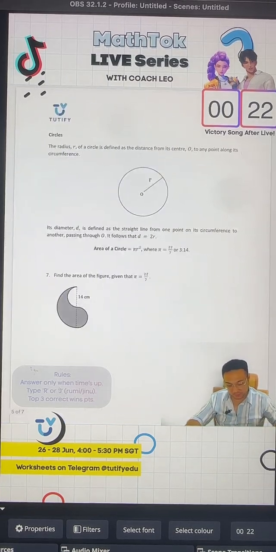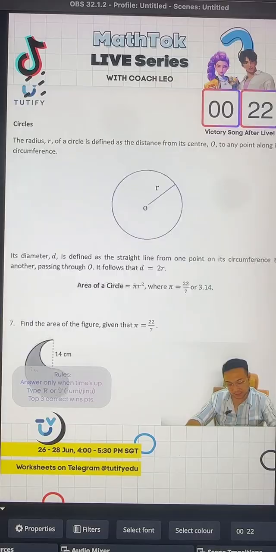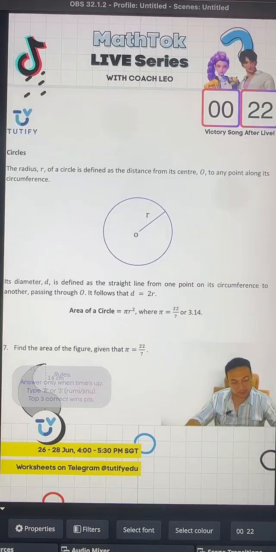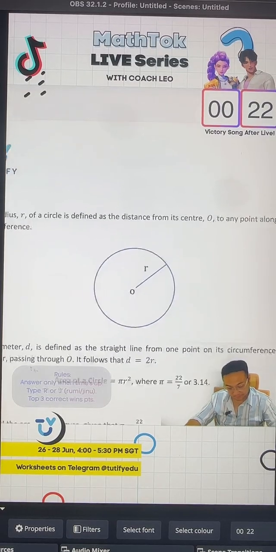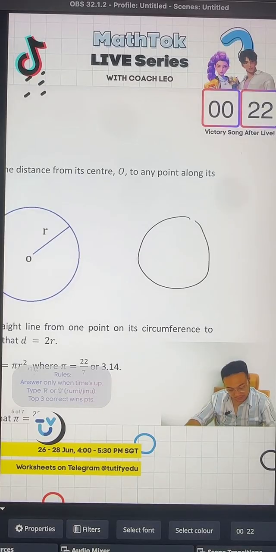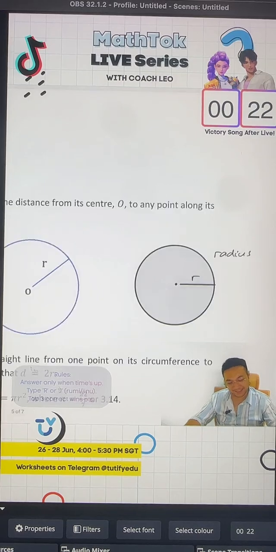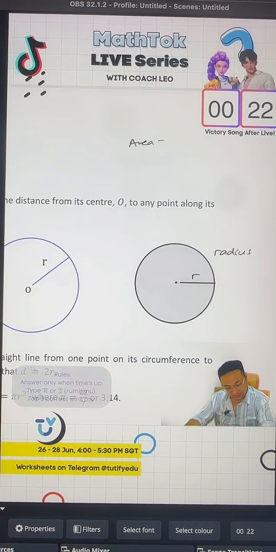Alright, let's go to the next topic, circles. So students, what is a circle? Let me just revise circles with you. This is a circle. And if you draw a dot here, this is the center of a circle. If you draw a line from the center of the circle touching the circumference of the circle, we call this R, which is the radius. And how do you find the area of a circle? Just now I already told you. The area of a circle is pi times R to the power of 2. R to the power of 2 means R times R.